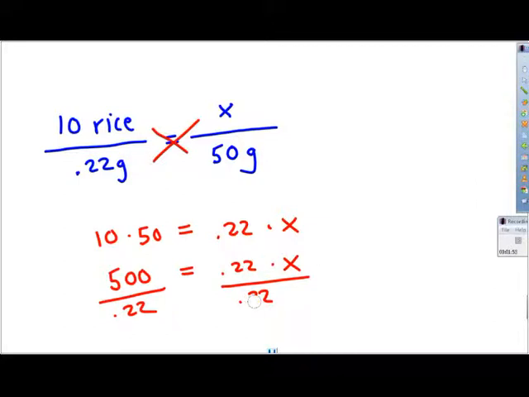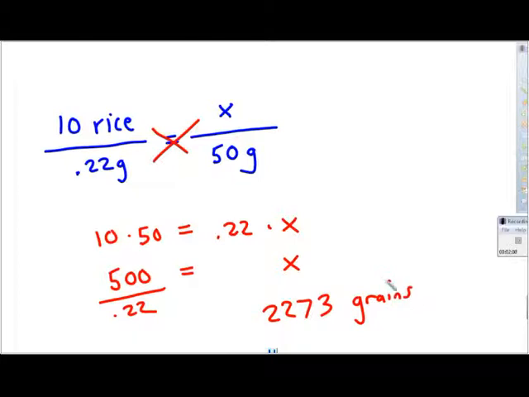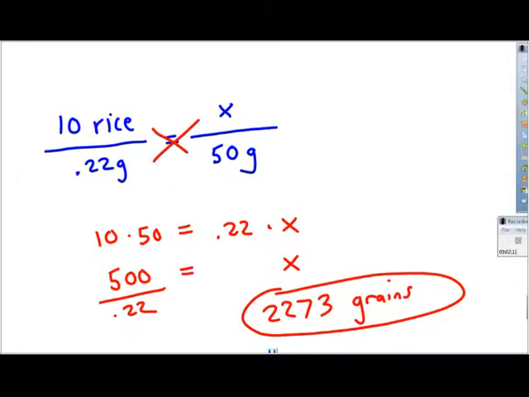0.22 divided by 0.22 is 1. 1 times x is x. So I'm left with this. I take 500, I divide it by 0.22, and I get 2,273 grains of rice. So that was question 1. Question 2 is very similar here.